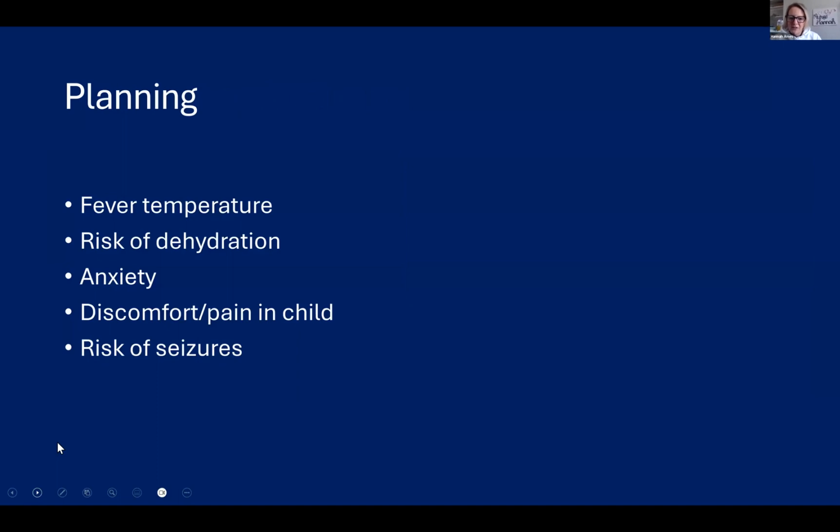Planning, so there's various care plans you could do. So obviously you can do fever, temperature control, there's risk of dehydration, that's an easy care plan. I'm going to go through that one with you in more detail. Child might be a bit anxious potentially, or they might have some discomfort or pain. You could also do risk of febrile seizures and convulsions, especially if in the background history they've been brought in by their parents having had a febrile convulsion at home.